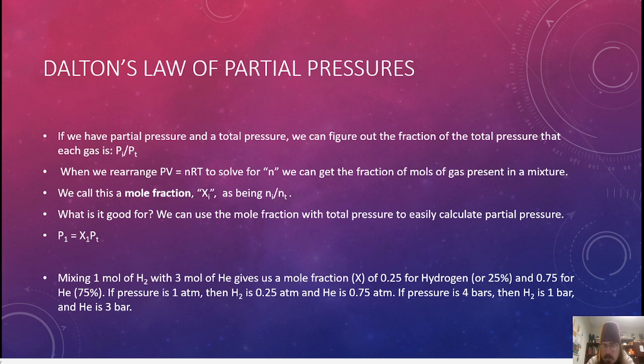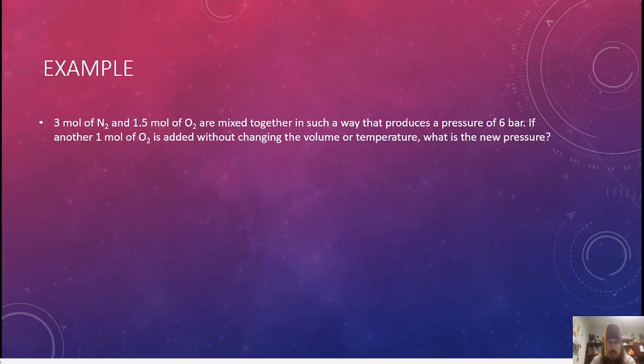If I were to allow that to expand and heat them both up until the pressure is 4 bars, well then 1 of those 4 bars is hydrogen, 3 bars of that would be helium, because the mixture would change properties just the same regardless of what gas we have. So these following examples are utilizing this concept. If I have 3 moles of N2 and 1.5 moles of O2, and I mix them together to produce 6 bars. If I add another 1 mole of O2 without changing the volume or temperature, what is the new pressure?